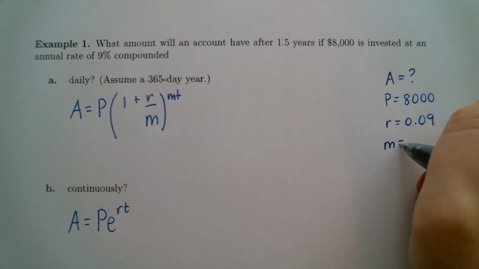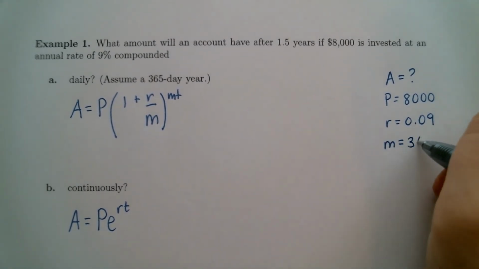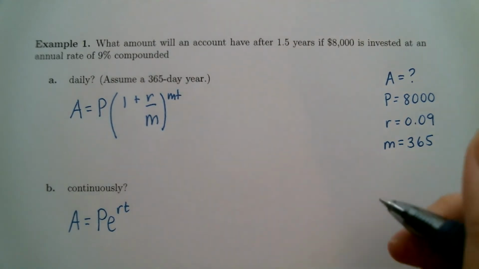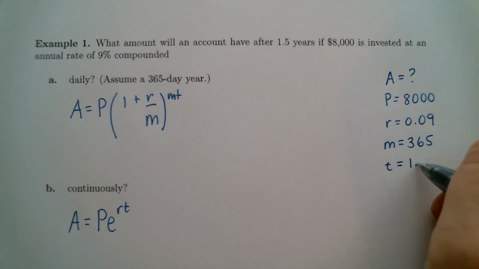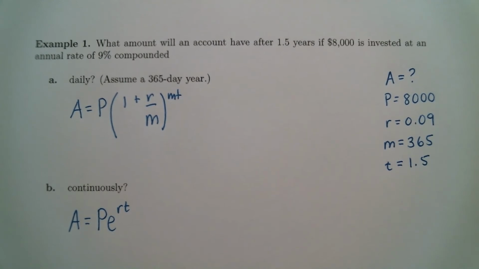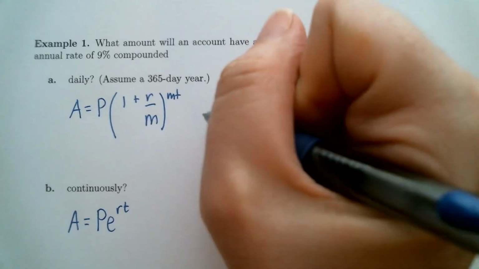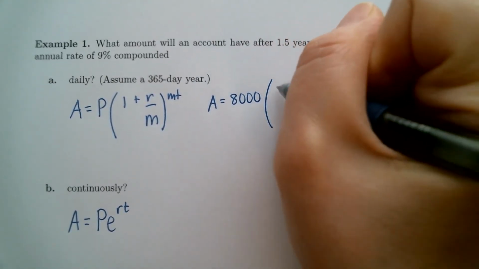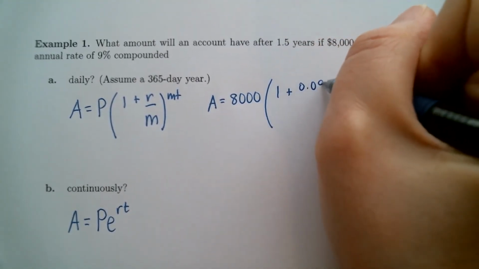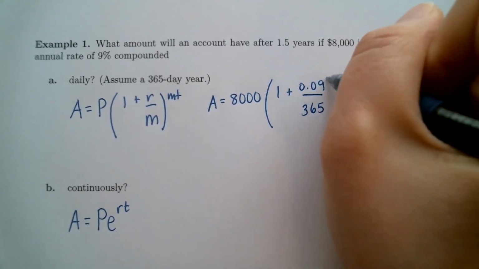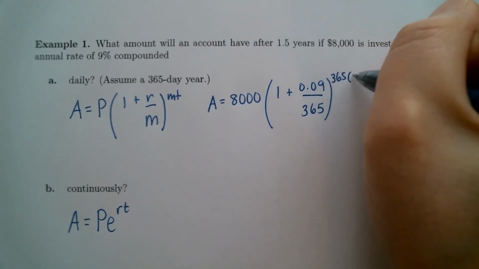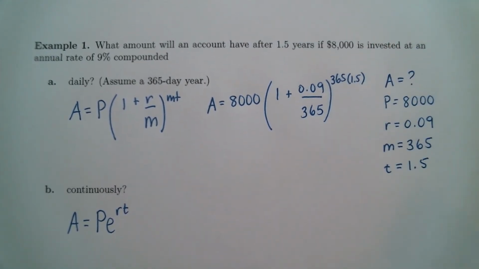M, we can actually put a number on it here. So M is going to be 365, since we're compounding the interest every day, or 365 times a year. And then the T value, we're saving the money for a total of 1.5 years, okay? So we're just going to plug all of this in, okay? So A is going to be 8,000 times 1 plus R over M raised to the M times T. So it's going to look like that if I plug everything in, okay?